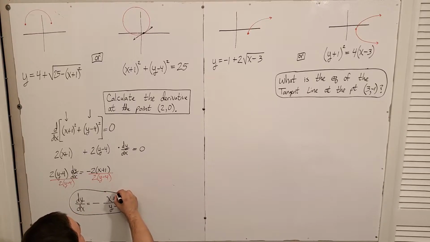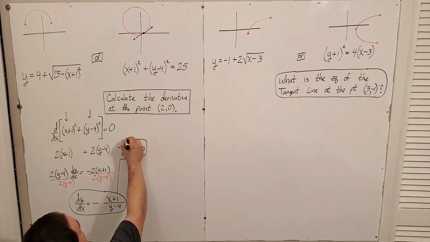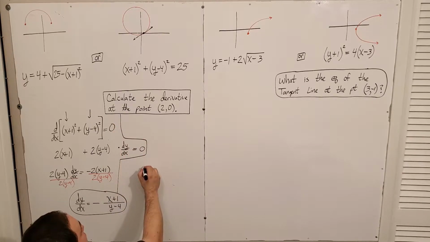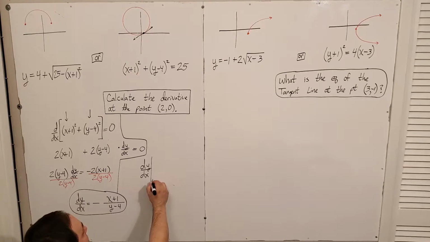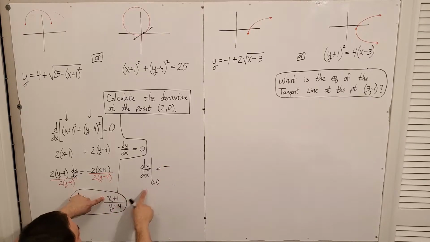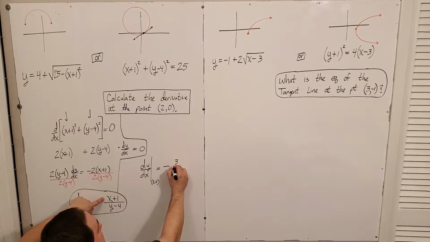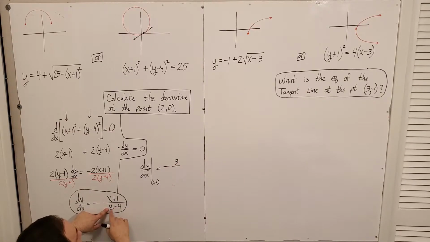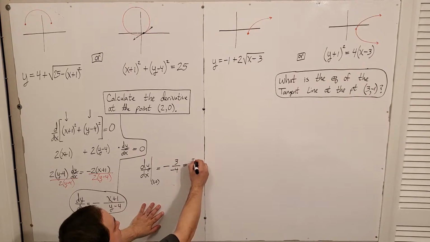Now, what about my derivative value? I'll go ahead and block this off here. What you would do is write dy over dx, and then put this little bar and say evaluated at the point 2, 0, like this, is equal to, and I'm going to plug in the values now. I have negative from this negative. X is 2. 2 plus 1 is 3. Over 0 minus 4 is negative 4. So I'm getting 3/4.